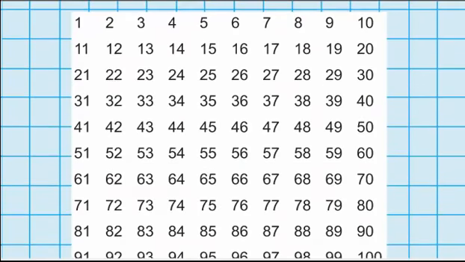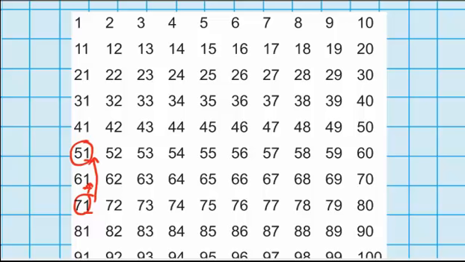Alright, here is 71, and when I subtracted 10, that took me to 61, but 20 took me all the way back to 51. Notice how the ones digit hasn't changed.